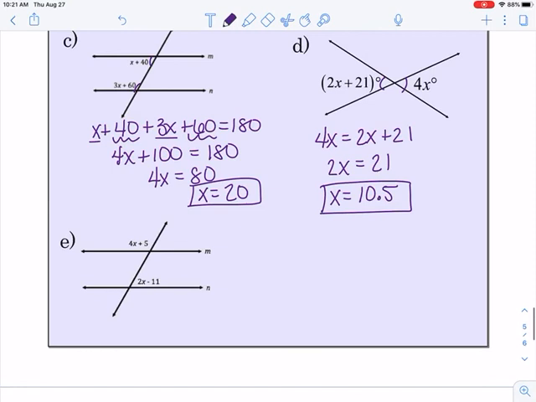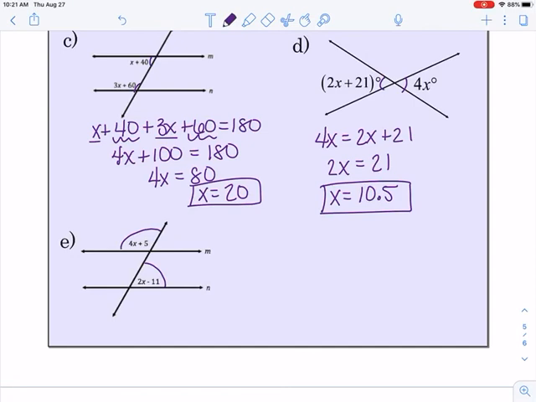Okay, and then our last one here, I have 4x plus 5, and then I have 2x minus 11. These don't have a special name. You have one on the inside, one on the outside, but again, as you get the feel that either everything has to be equal or your angles have to be supplementary. Those are the only two options here.